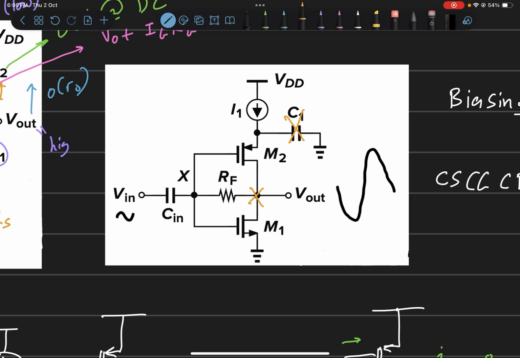Since these two are diode connected loads, they'll accept the current that is being pumped into them and they'll develop the gate voltages in order to flow the required I1 amount of current. Now C1 is just to make the source of M2 incrementally grounded so that the looking in impedance here can be of the order of R0.